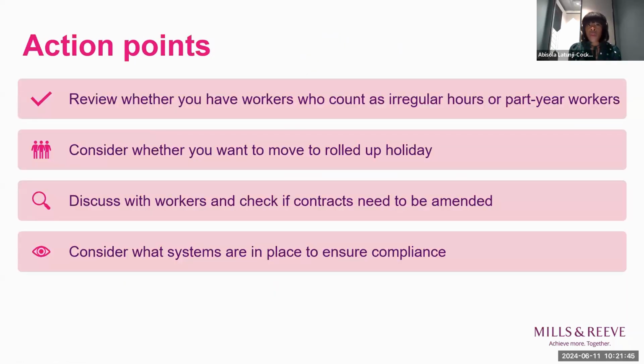So I've just put a few action points there on the slide for employers to consider in relation to the new rules. The first step will be to consider whether you do have workers which satisfy the definition of irregular hours workers or part-year workers, taking advice if there are some which seem to potentially fit within those categories, but it's not immediately clear. You can then consider whether you do want to move to a system of rolled up holiday pay for those workers. That's likely to require some discussion with the relevant workers, and also looking at the contracts of employment to see whether they need to be amended to accommodate for that change.